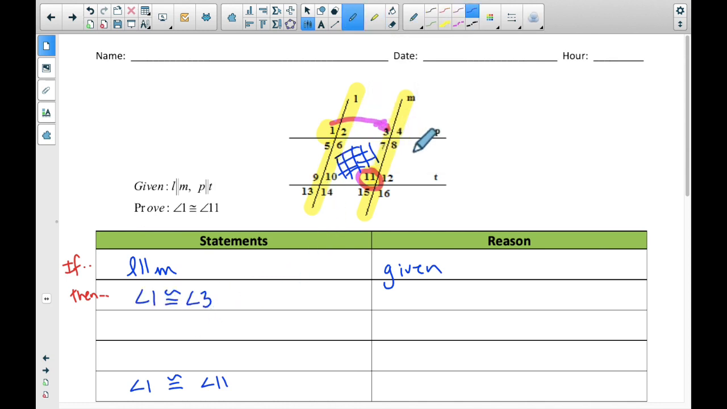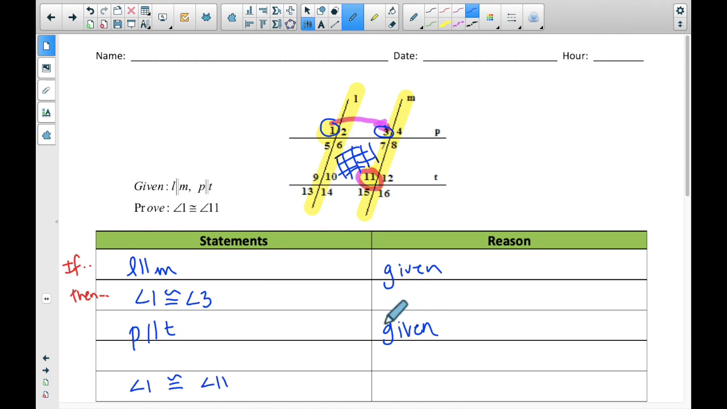Okay, so I'm working my way around the square. I've started off with 1, and I'm going to move over here to 3. I want to try to get down to 11. Well, a couple things. Notice I only used one of my givens. My given was L is congruent to M. Let's use the other given next. Let's say parallel, not congruent. P is parallel to T. That also is a given.